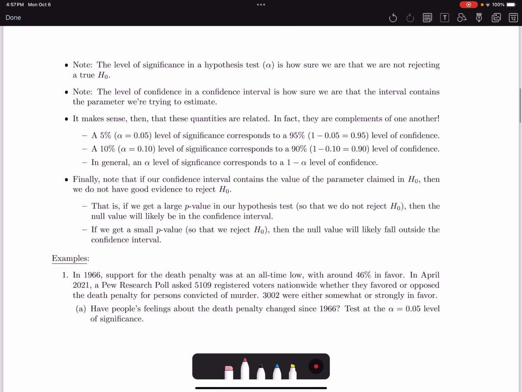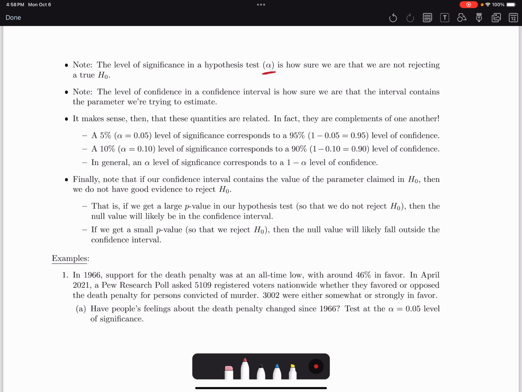A couple notes also. We talked about the level of significance in a hypothesis test, alpha. We said this is the cutoff value that the researcher sets before they ever even collect data. And it's how sure we are that we're not rejecting a true null hypothesis, since the p-value has to be less than alpha in order for us to decide to reject the null.